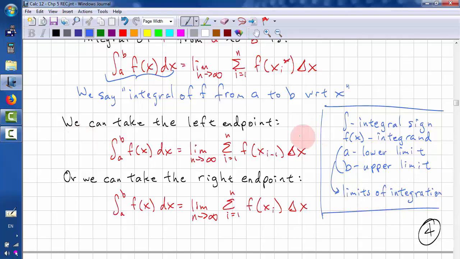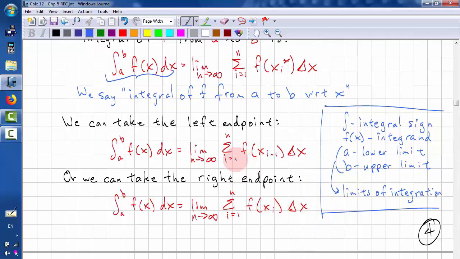Okay, if we wanted to take the left endpoint, we would have the same thing. Integral from a to b, f of x dx equals the limit as n goes to infinity, summation from i equals 1 to n, and here's where it differs a little bit, f of xi minus 1 times delta x. So this is our left rectangular approximation. Or we can take the right endpoint, integral from a to b of f of x dx equals limit n goes to infinity, summation from i equals 1 to n, f of xi times delta x.